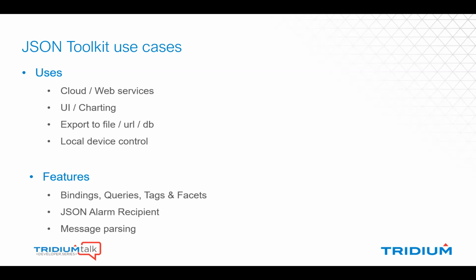Alarming is supported by means of a JSON alarm recipient, similar to those used for drivers like BACnet or SNMP, but in this case, you can define which properties of the alarm record are used, with SMS via a cloud service being an obvious use case, or even acknowledging alarms with voice or image recognition if you feel inclined.